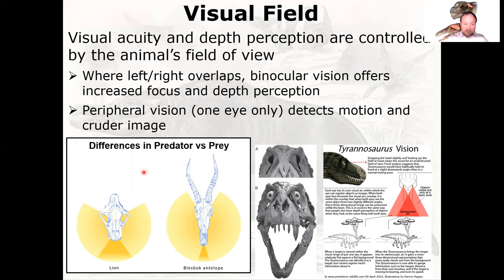And then there's the peripheral vision, which is one eye only, really good at detecting motion. It provides a very crude image, really light and shadow, but it's enough to see what's going on. You see that there's this major difference between predators and prey, where predators are much more focused forward. Prey is much more off to the side.